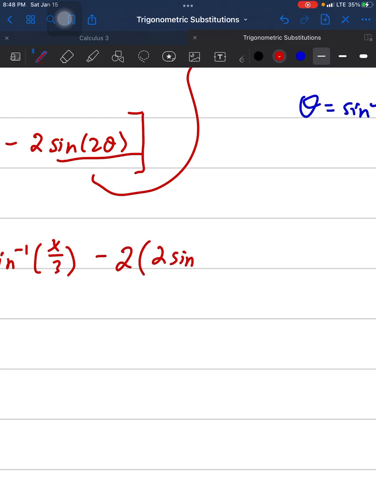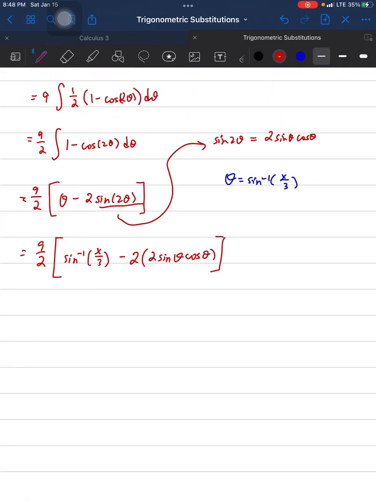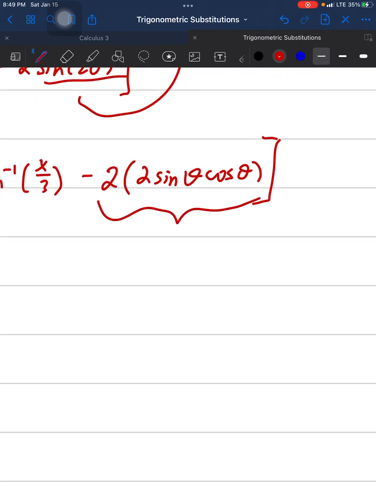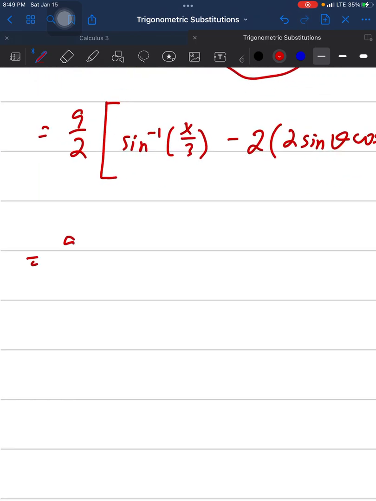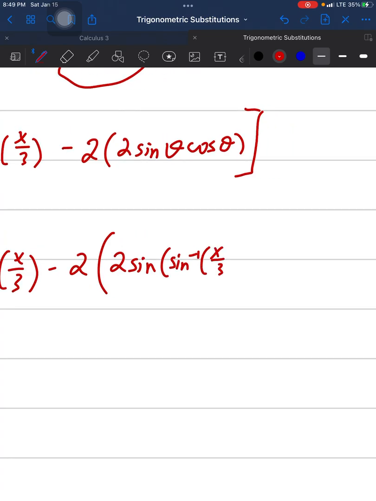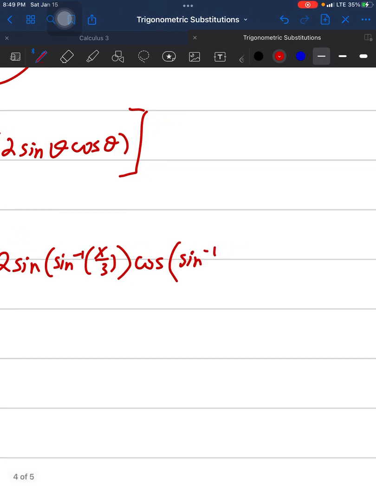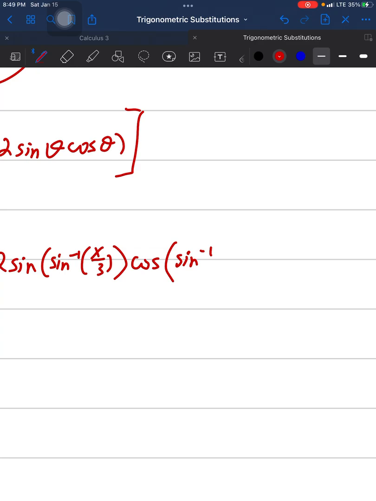So let's do that. We're going to get 2 times 2 sine theta cosine theta. There you go. So right now we have everything. We're getting close to putting everything back to x. Now we just need to substitute x for theta in this part of the problem. So in this parentheses we get 2 sine inverse x over 3, right? And then we get cosine, and then we get sine inverse again.